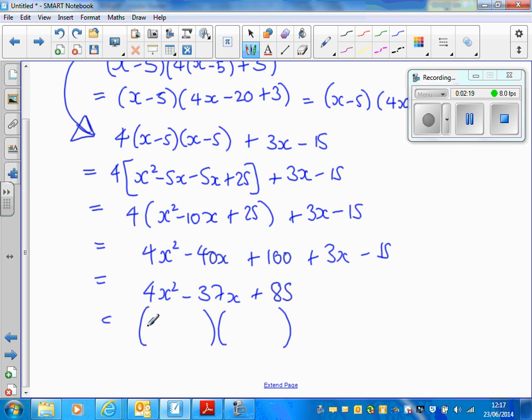I know that it's going to be either 2x and 2x. If I put a 2x there and a 2x there, 85, well, it's probably going to be 5 times something, because I can't think what else it's going to be. So I have a 5 there and a 17 there to make 85. I can see that's going to give me 10x. Here I've got 34x. That's not going to make me 37. Not going to work.